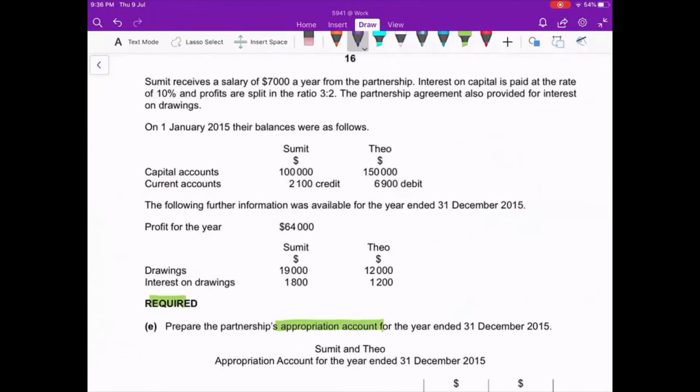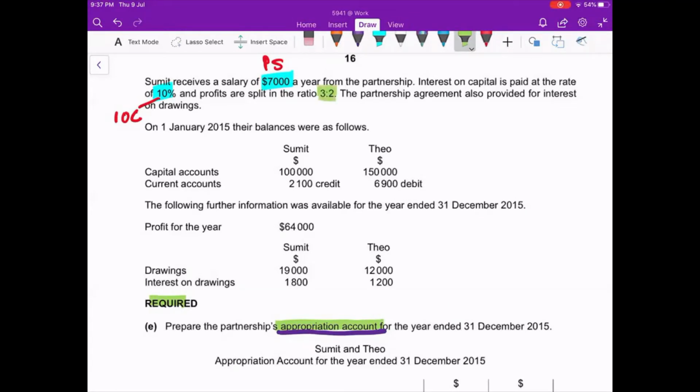Okay, roughly I have an idea how to prepare the appropriation account. So now I read the full detail. Sumit received a salary of 7,000 a year from the partnership. Next, interest on capital paid at the rate of 10%. So your IOC will be 10%. Your PS, partner salary, will be 7,000. And the profit split ratio is 3:2.